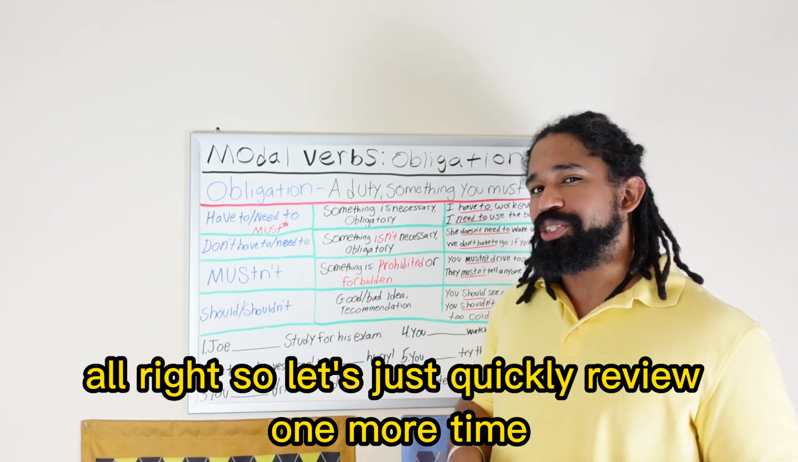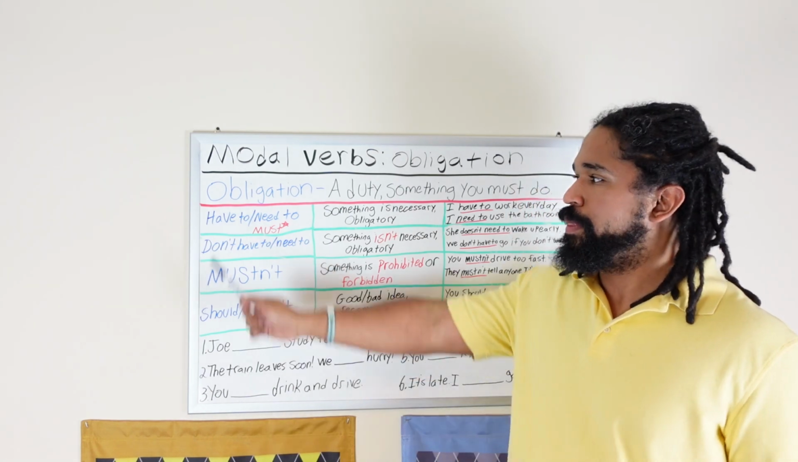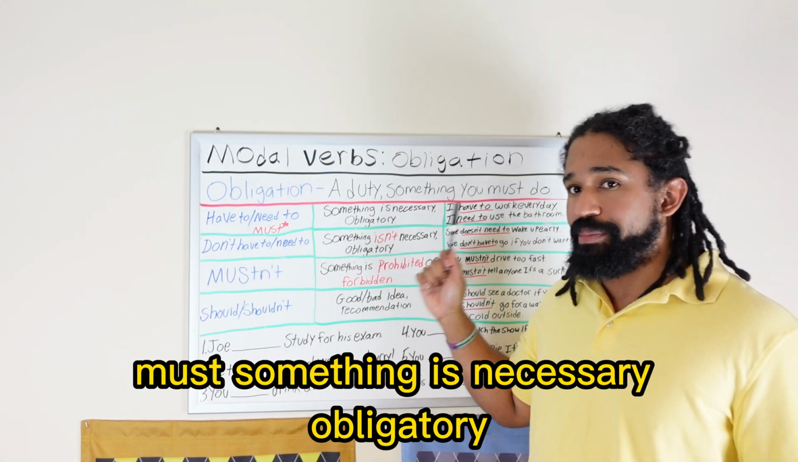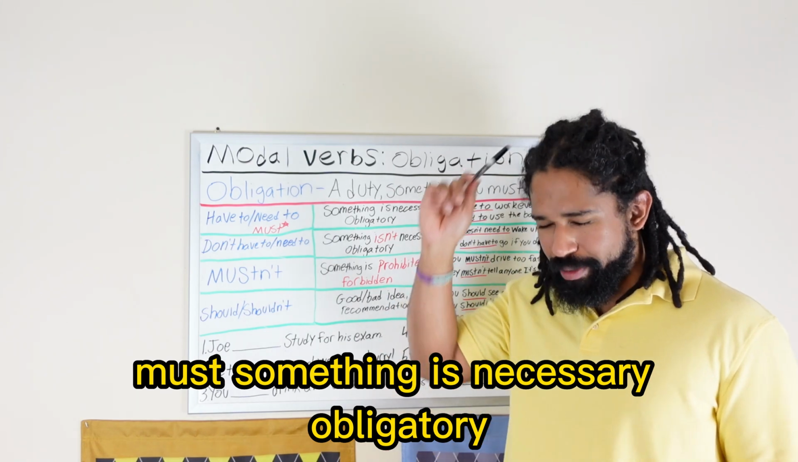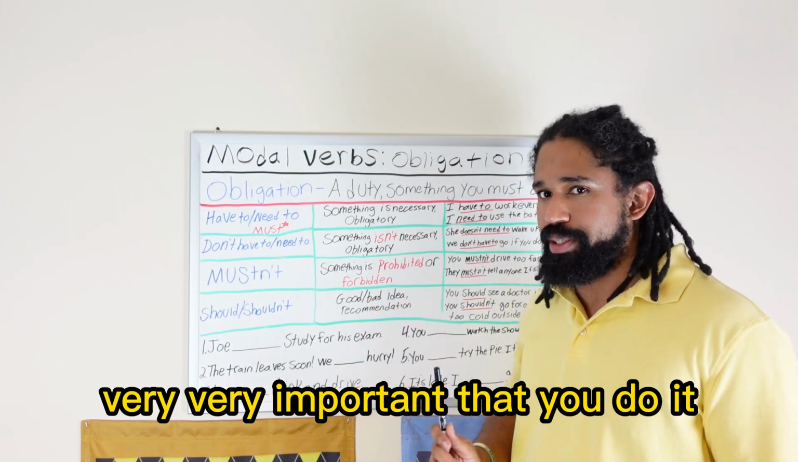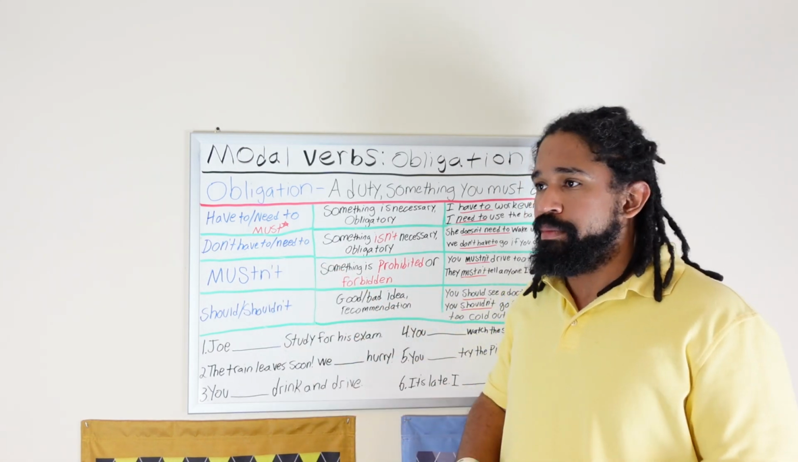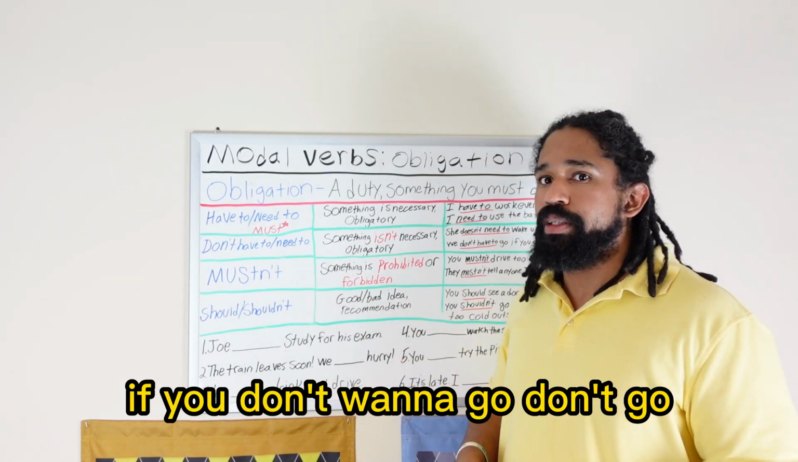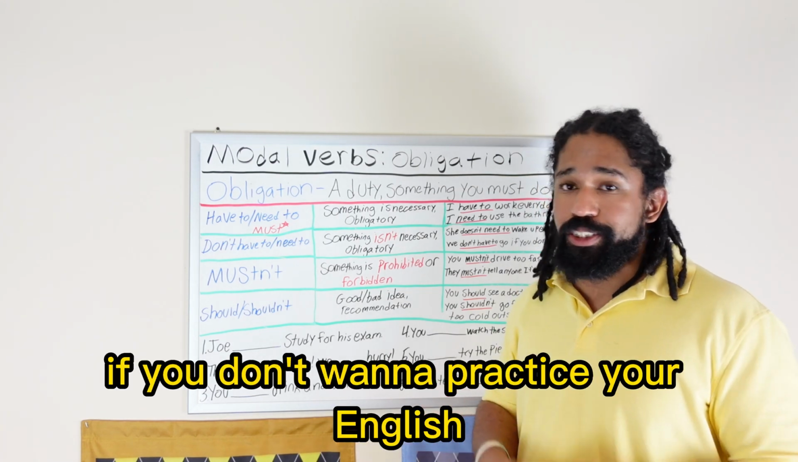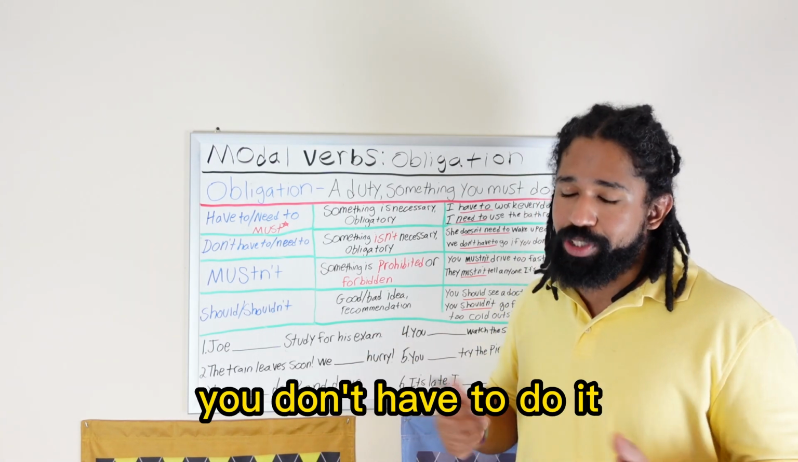All right, so let's just quickly review one more time. Have to, need to, must. Something is necessary, obligatory, very, very important that you do it. Don't have to, don't need to. It's not necessary. If you don't want to go, don't go. If you don't want to practice your English, don't practice your English. You don't have to do it.